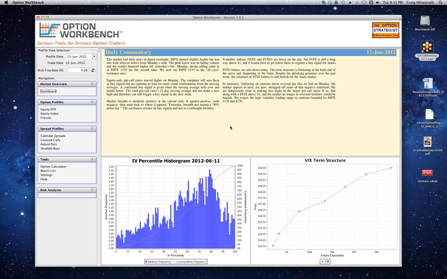And wait for it to come up. There we go. When you first open Option Workbench, you're presented with what I call a dashboard screen. What we have on here is today's commentary from the strategy zone. The left side is the navigation panel. Up here is what I call the profile date, and we're actually looking at yesterday's closed data. Today's data is not yet available.